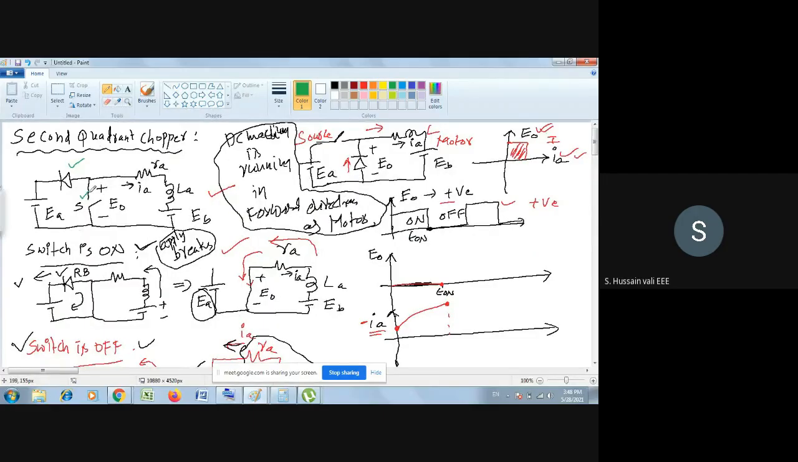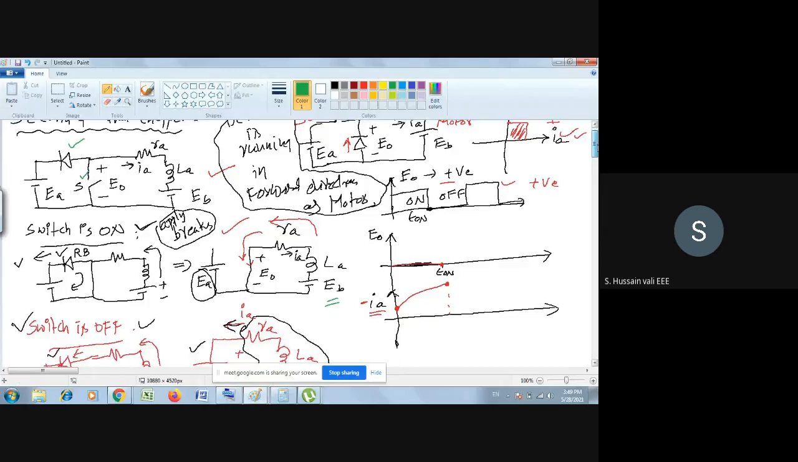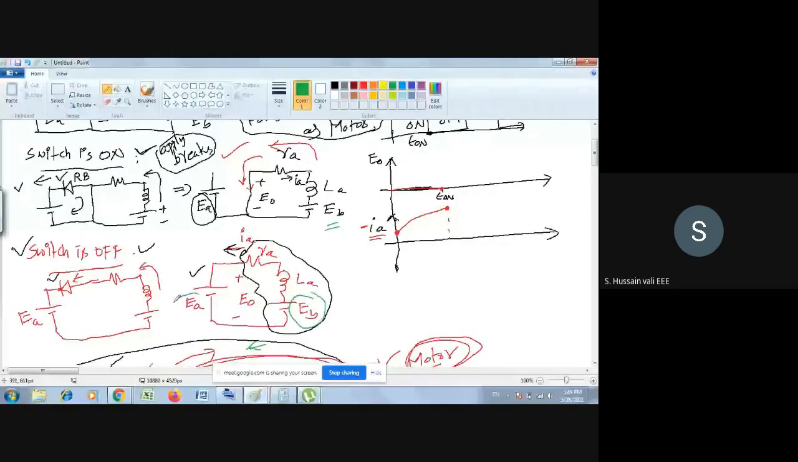Now please ask. Sir, in order to turn on the diode in forward bias, EB must be greater than EA, no, sir? Yeah, that's correct, I understood. Now I will explain this. Actually EB is not greater than EA. First thing you must understand. I will tell you how it is now.